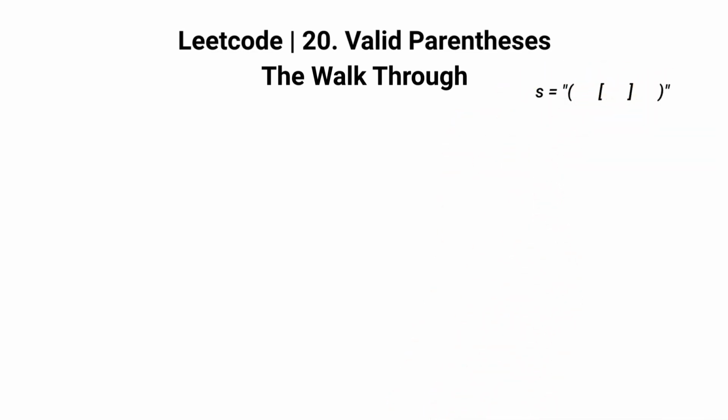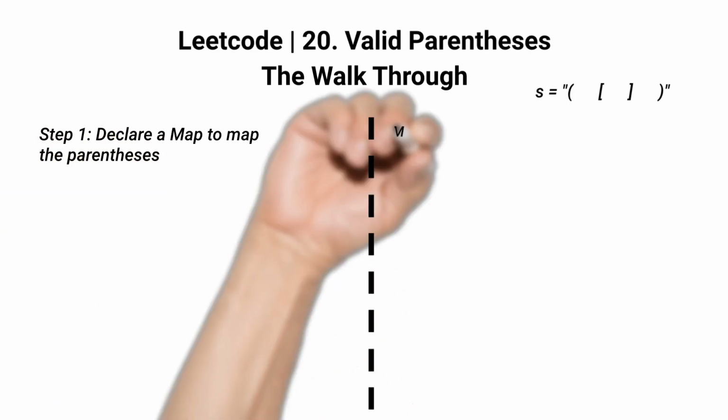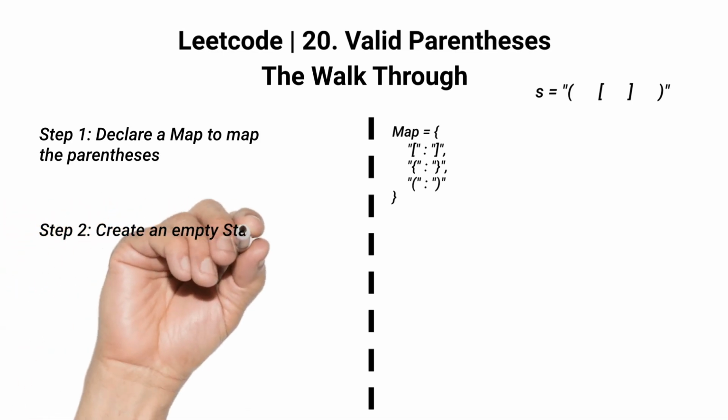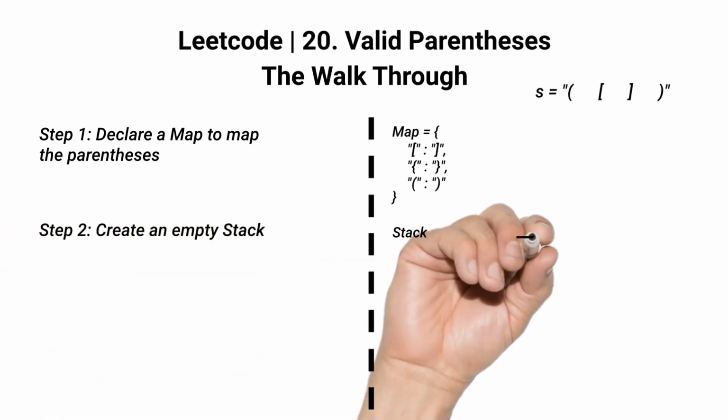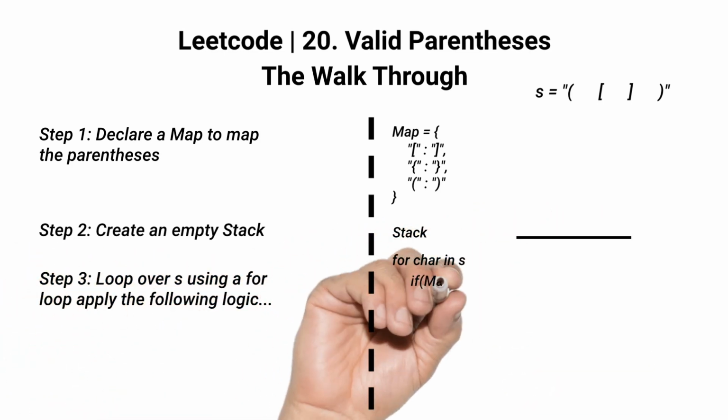Step 1. We want to declare a map to map the parentheses. The keys in the map are going to be the opening brackets and the values are going to be the corresponding closing brackets. Step 2. Create an empty stack. Step 3. Loop over the string using a for loop, applying the following logic.